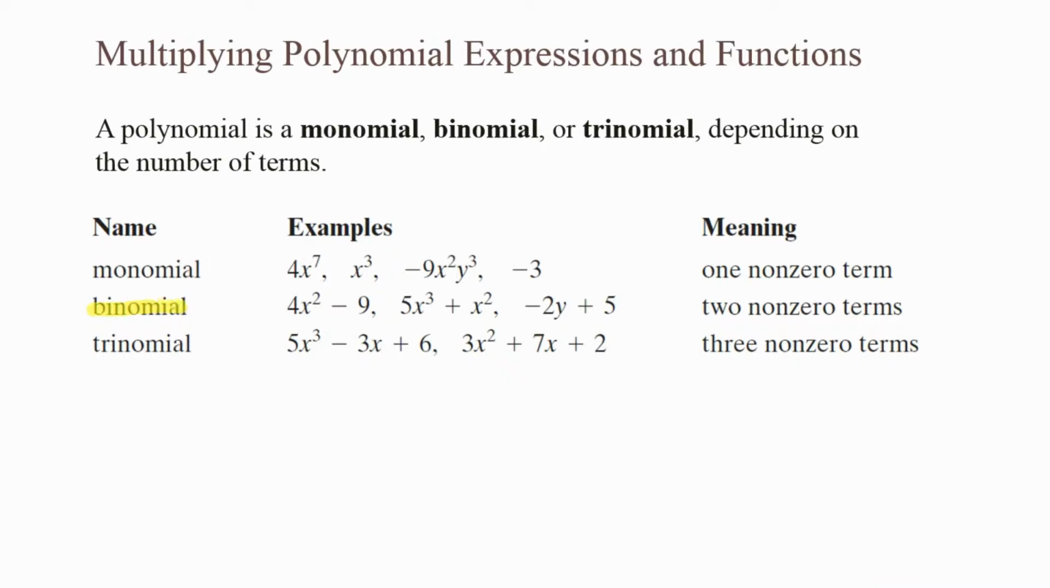A binomial is two non-zero terms. Examples are 4x squared minus 9, or 5x to the 3rd plus x squared, or negative 2y plus 5. A trinomial has three non-zero terms. Examples are 5x to the 3rd minus 3x plus 6, or 3x squared plus 7x plus 2.